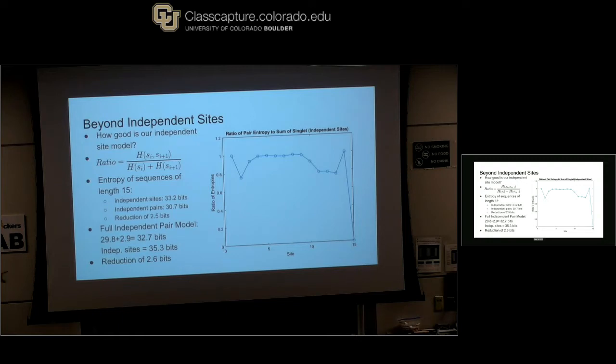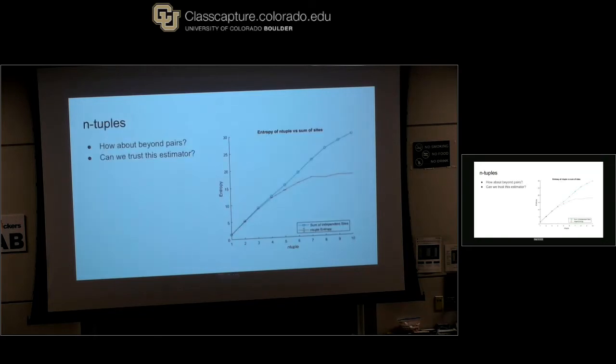And so, for example, for just this 15, you get an independent pair entropy of 30.7, which is a reduction of about 2.5 bits compared to the independent site model. And then, of course, you'll have to actually do that for all possible lengths that you find in your distribution. And if you do that again, you're going to get a reduction of about 2.6 bits. So then you could imagine going beyond pairs to triples, to quadruples, etc.